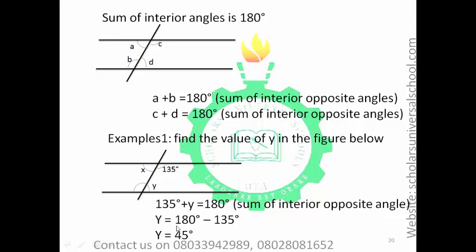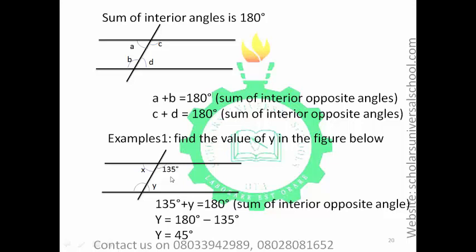45 degrees. Another way, I can choose to add x and 135 degrees. Then I call x plus 135 degrees the sum of angles on a straight line, which is also 180 degrees. So by the time I subtract 135 from 180 degrees, I will have 45 degrees here. Then the relationship of x and y is an alternate angle. So that means 45 degrees here is equal to 45 degrees here. You can see that it's very simple.